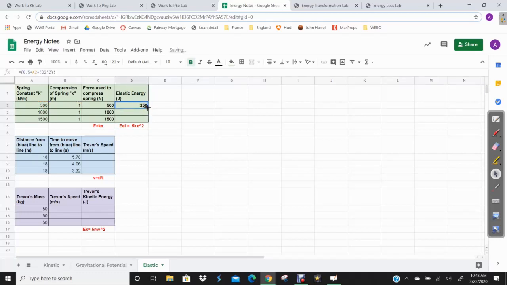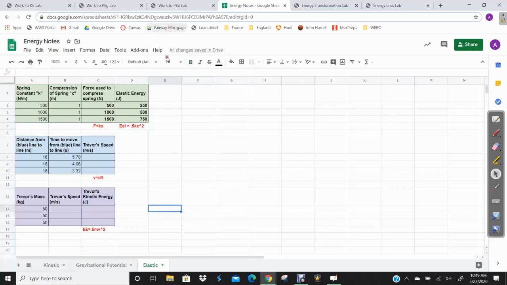Okay, so you can see that as the spring constant is increasing, we are also increasing the elastic energy that is stored in the spring. And that should make sense. If that spring is really stiff, it really is fighting hard to push back to its original position, right? It's a lot harder to compress this spring or stretch it than it is the 500 Newton per meter spring constant spring, okay? So ultimately what we're going to do is compare the elastic energy that was stored in the spring to Trevor's kinetic energy once he's shot off.